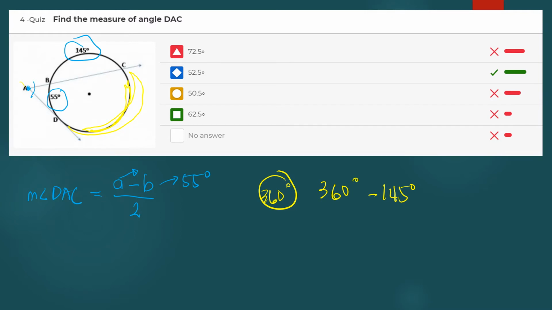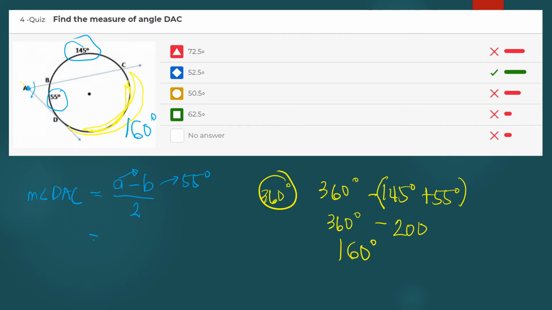And then, we have here the difference between 360 and the sum of 145 and 55 degrees. So that will be 360 degrees minus 145 plus 55, that will be 200, right? So, therefore, that will be 160 degrees. So, we have here this angle, or the arc, the intercepted arc, is 160 degrees.